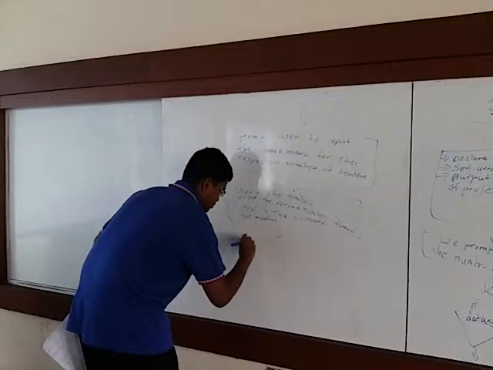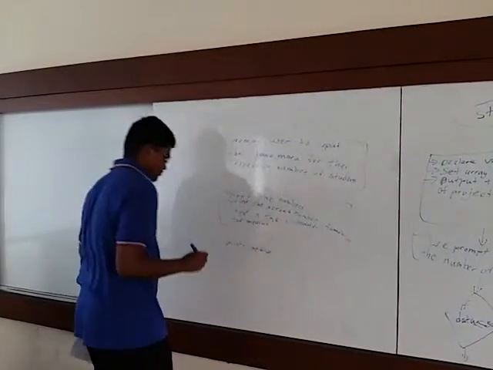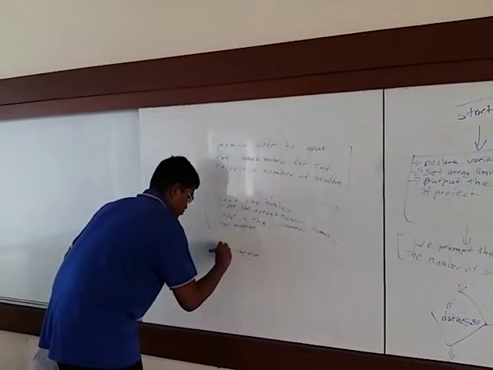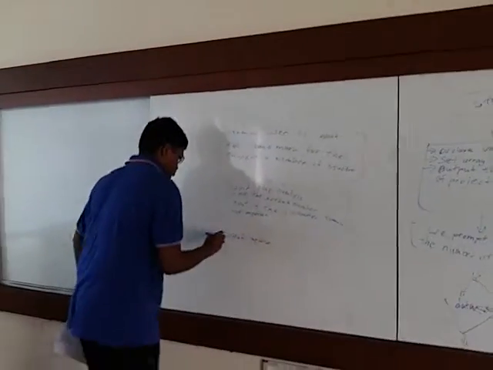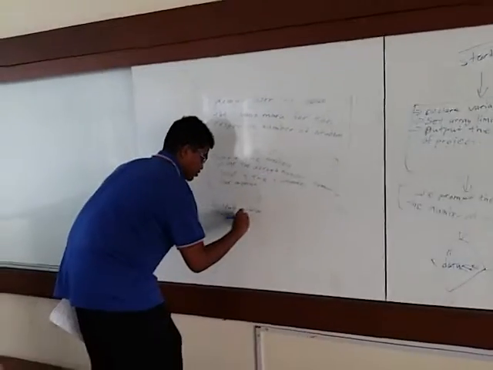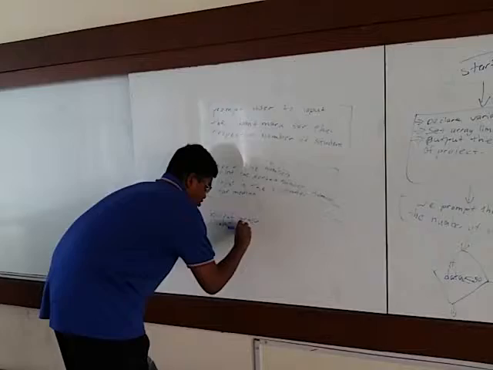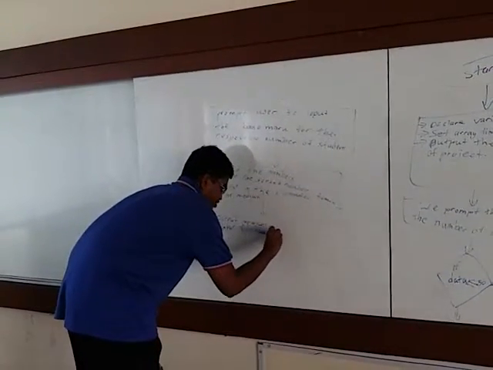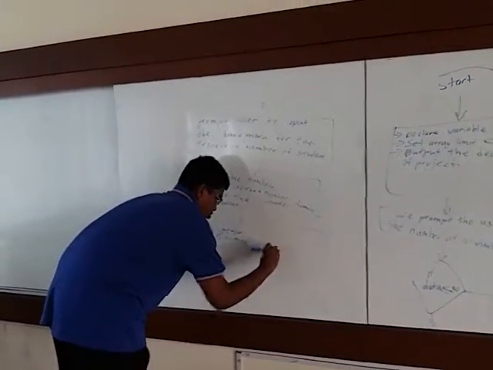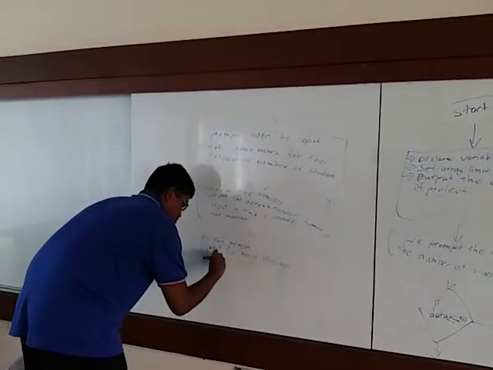Then print the median. Or you can see output. And then input formula average. Output the average marks.